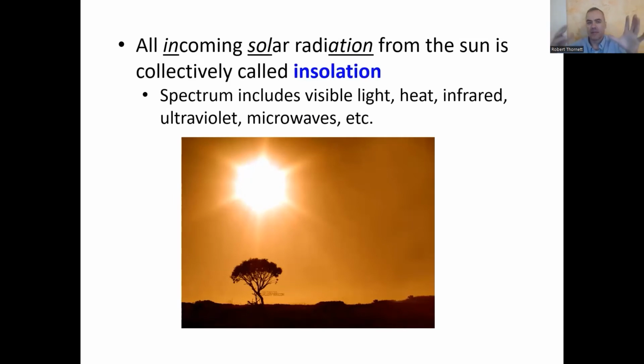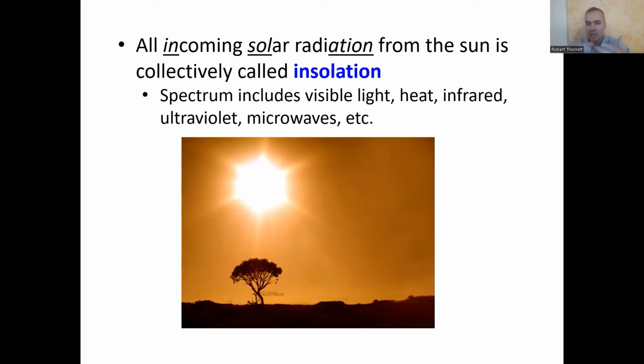So let's look at the radiation itself now that comes from the sun. What exactly is coming at us from the sun? There's a word that's combined from three other words that they use for all of that radiation from the sun. It's called insolation, not insulation like a down jacket, but insolation. Incoming solar radiation. They take three parts of those three words and they put them together to make insolation.